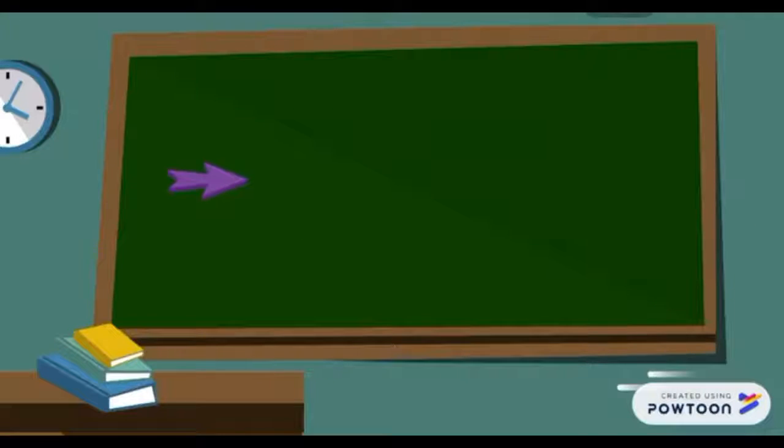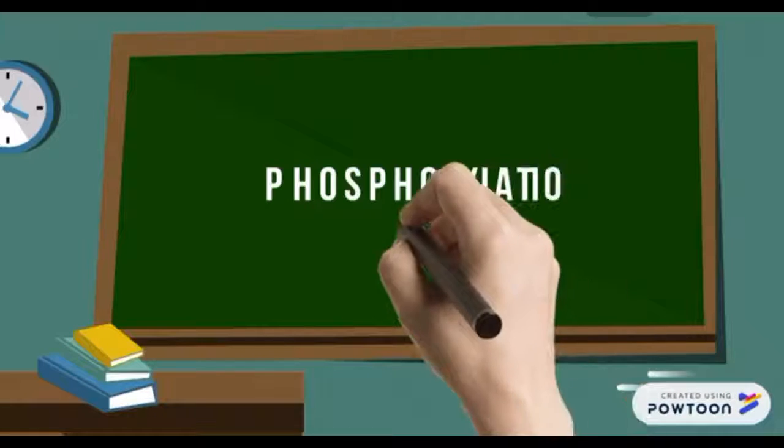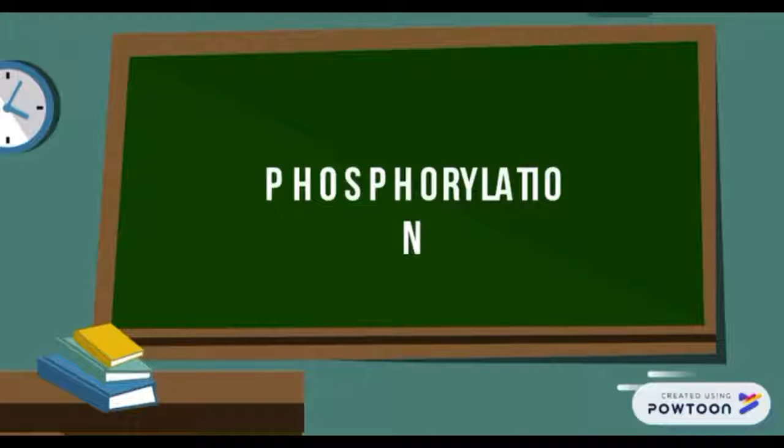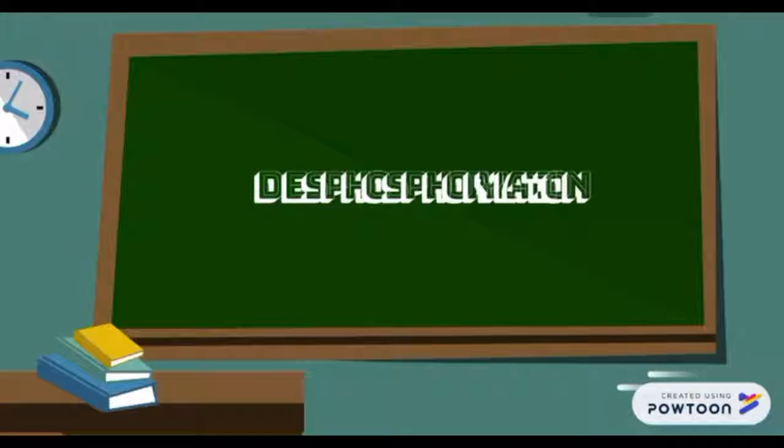Phosphate groups are important in activating proteins so that the proteins can perform particular functions in cells. Proteins are activated through phosphorylation, which is the addition of a phosphate group. Protein phosphorylation occurs in all forms of life. Dephosphorylation, the removal of a phosphate group, deactivates proteins.